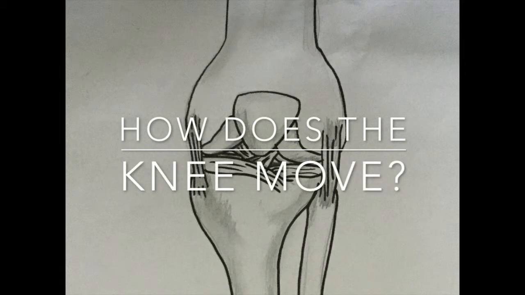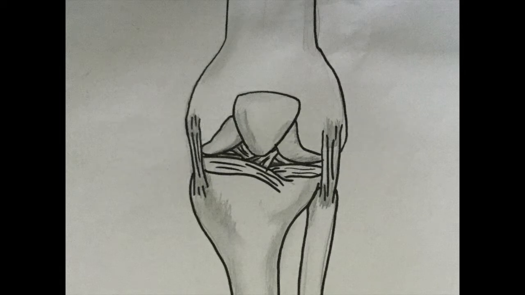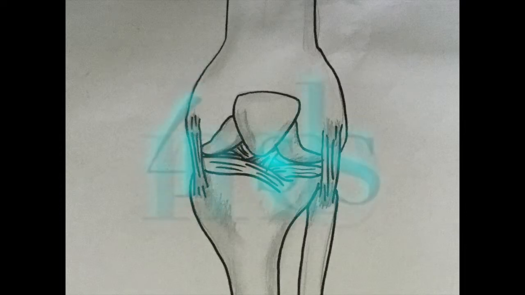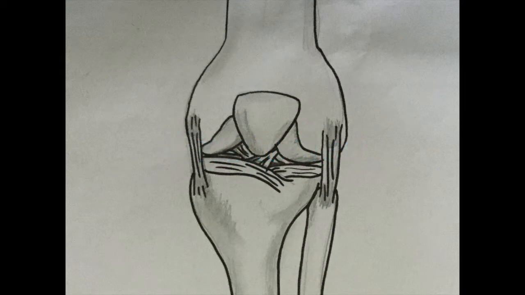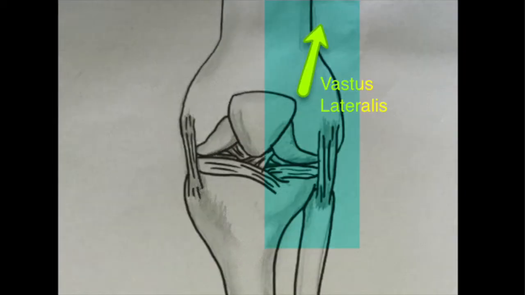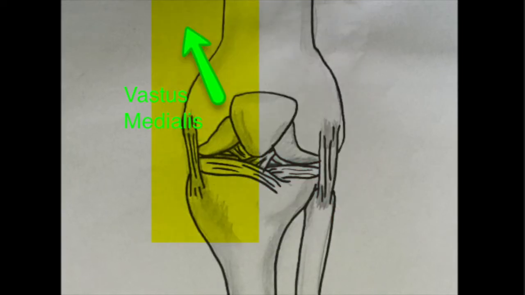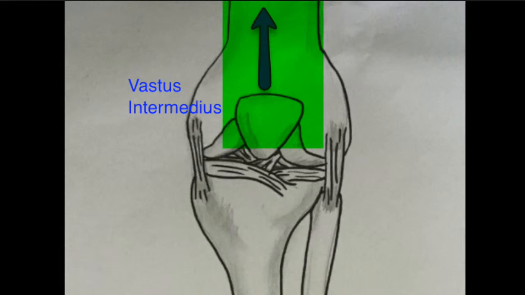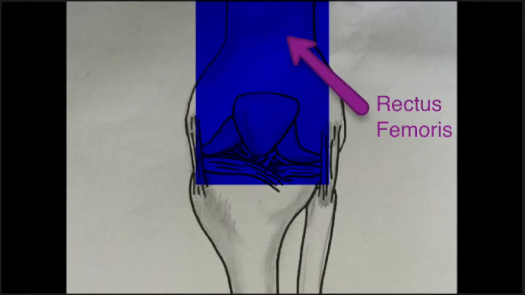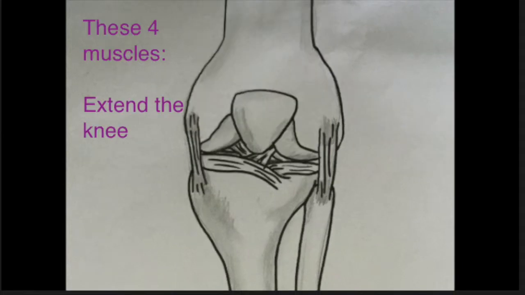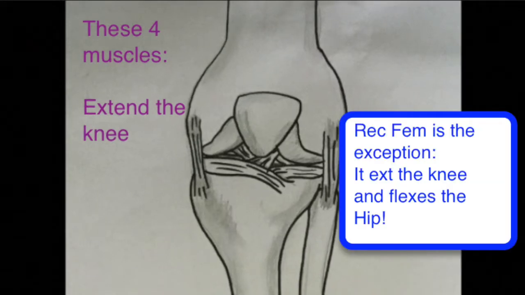Well, I'm sure you've heard of the quads and hamstrings. However, there's more to that. The quads can split into 4 different muscles. You've got vastus lateralis, vastus medialis, vastus intermedialis, and rectus femoris. The 4 muscles of the quads extend the knee, with the exception of rec fem, which actually has another action that flexes the hip.